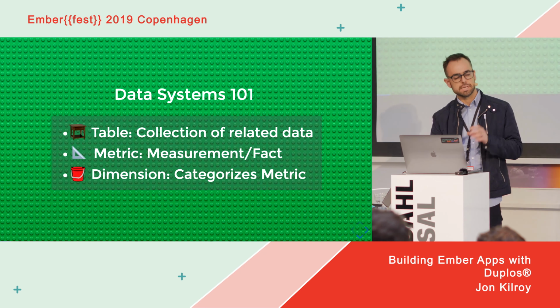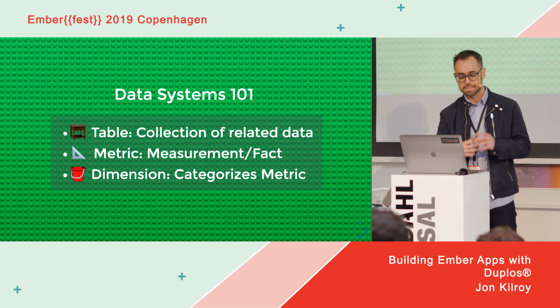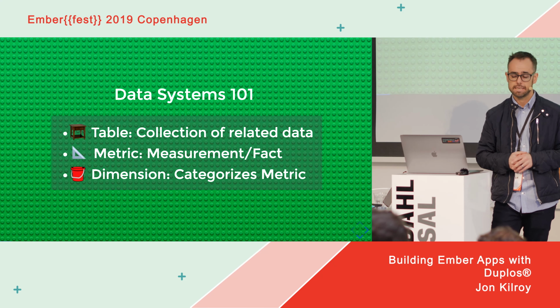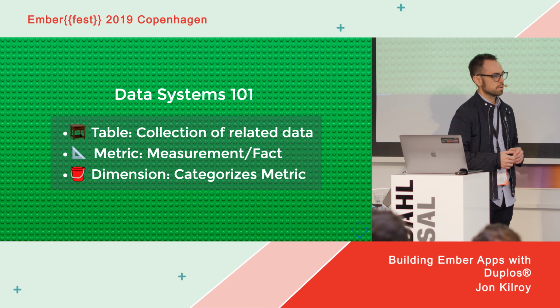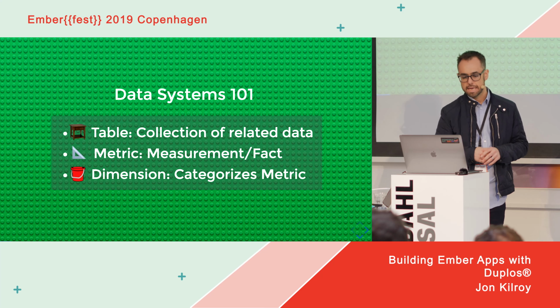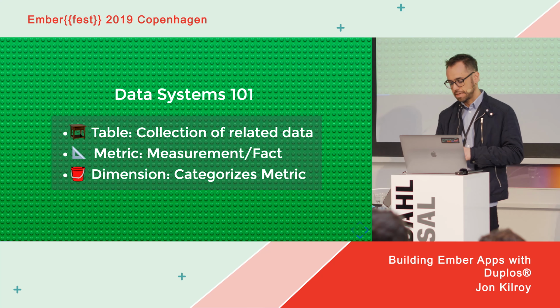And I'm just going to level set with a few terms. The first is a table. I think most people know what a table is. It's a collection of data, related data, in rows and columns. But there's this concept of a metric. And this is what is known as a measurement or a fact. And then a dimension, which categorizes or bucketizes that fact.